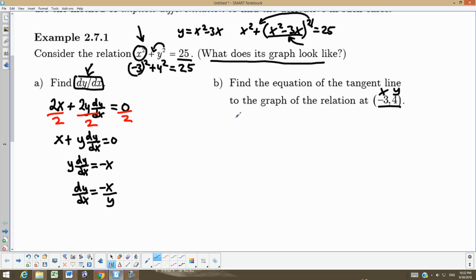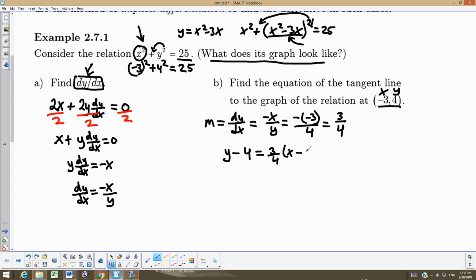So then dy dx, which is our derivative of the relation, which is also the slope of our tangent line, is equal to negative x over y. So that means it's going to be negative 3 over 4, which is equal to 3/4. So the slope is 3/4, therefore y minus 4 is equal to m times x minus negative 3, so that's plus 3. So there's our equation, and then we can simply multiply everything by 4, let's say.